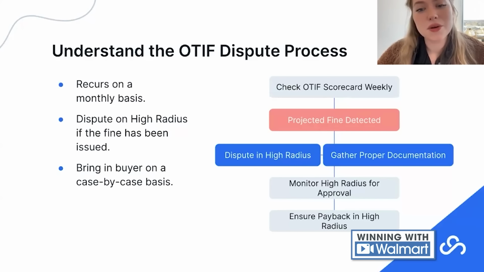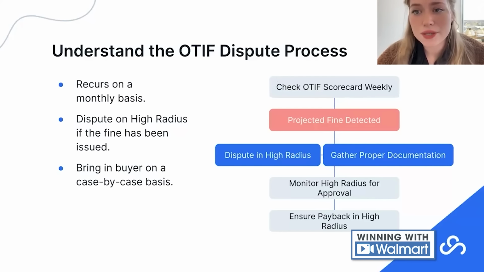One thing we say a lot here is your mileage may vary, because depending on the buyer, they may not want to touch OTIF fines at all. And they may not even get back to you. So your mileage may vary if you're wanting to dispute with your buyer. But this is the workflow that we suggest. So check your OTIF scorecard weekly.